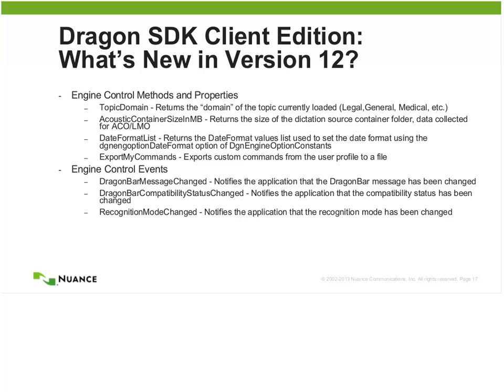We also have a new event, Dragon bar compatibility status changed, and this new event notifies the application when the compatibility status has changed. The compatibility status is the feature where Dragon tells you whether a specific application you are dictating into has full dictation support or not. It's basically the green dot that is on the Dragon bar. That's what we call the compatibility status.